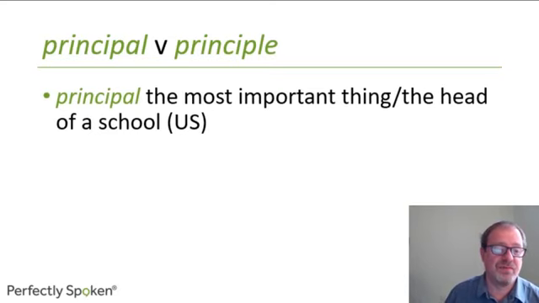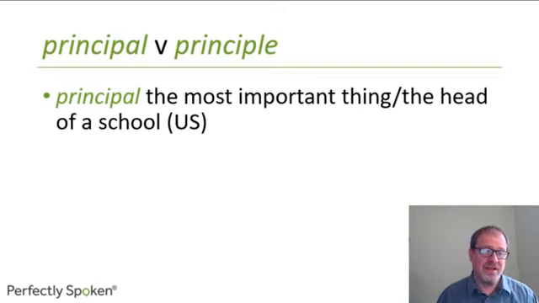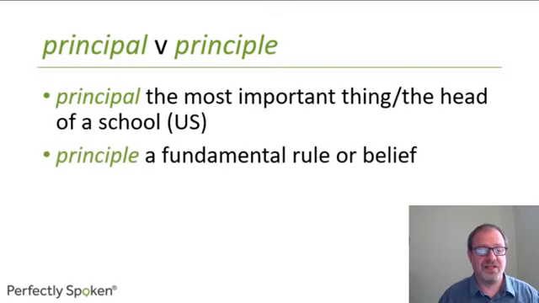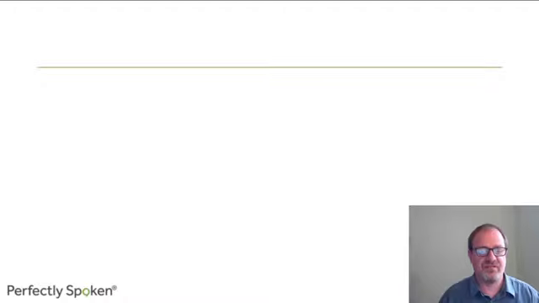Principal versus principle. Principal with an AL, again the pronunciation is identical here, is the most important thing. The most important thing is also, in the United States, the name of the head of a school, like high school. If you've seen High School Musical or any of these things, you'll have heard of the principal. And then principle with an LE is a fundamental rule or belief, a belief system that you have, a set of ideas that you adhere to in your life, etc.